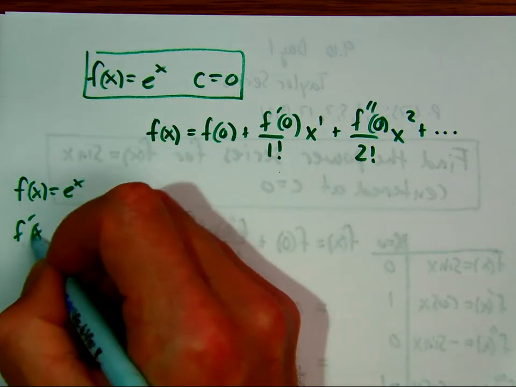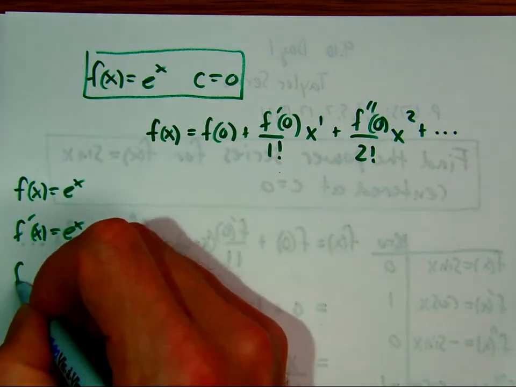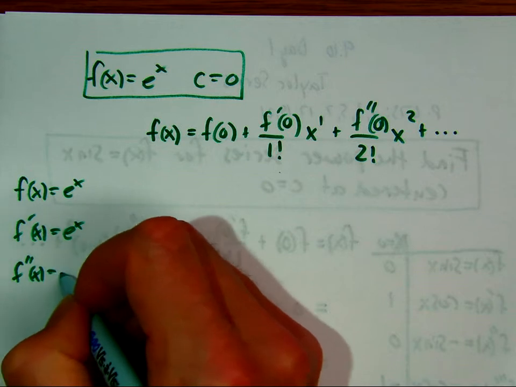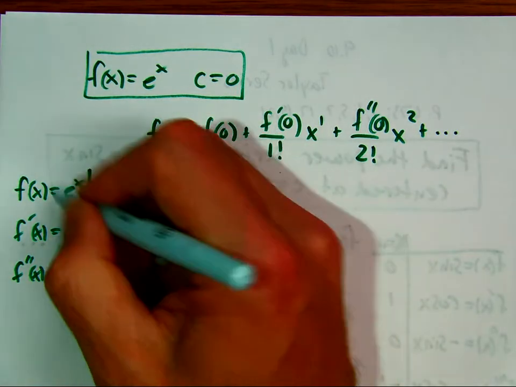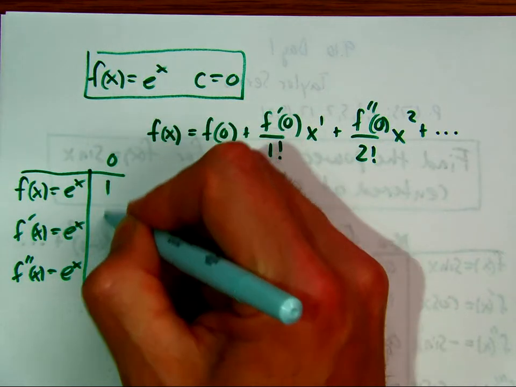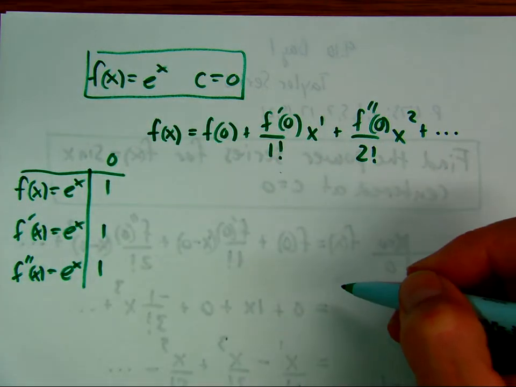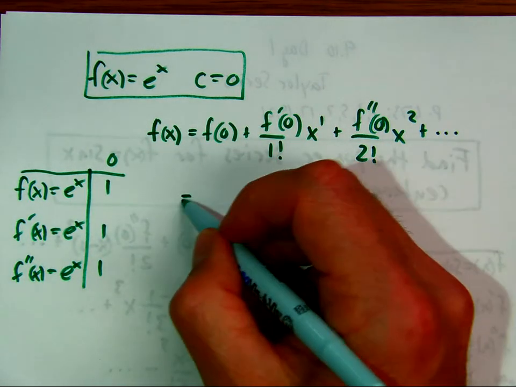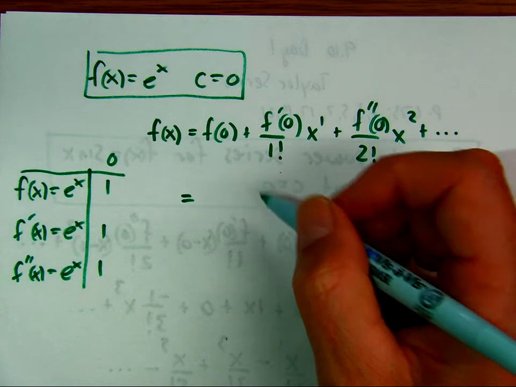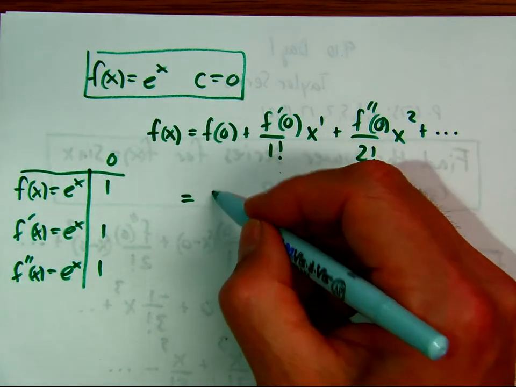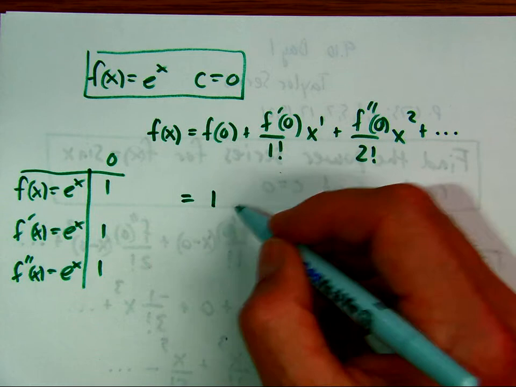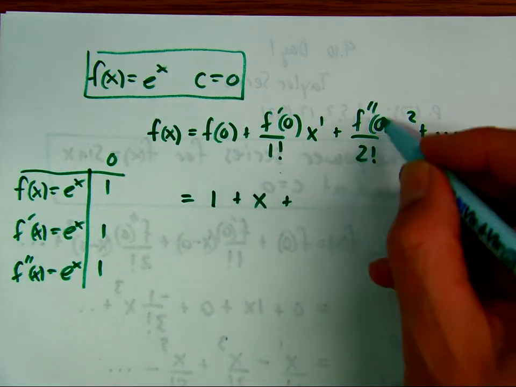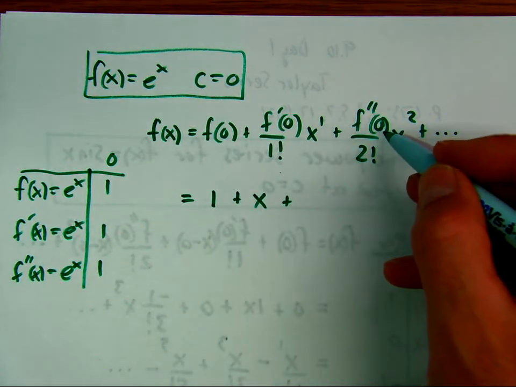F prime is e to the x. F double prime is e to the x. They're all the same, and they're all evaluated at 0, so they all have a value of 1. And we're going to have f of 0 is 1. F prime of 0 is 1 over 1. That's just x. F double prime of 0 is 1 over 2.